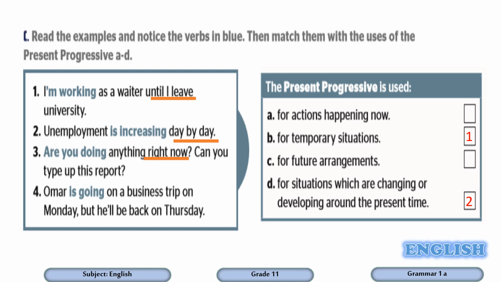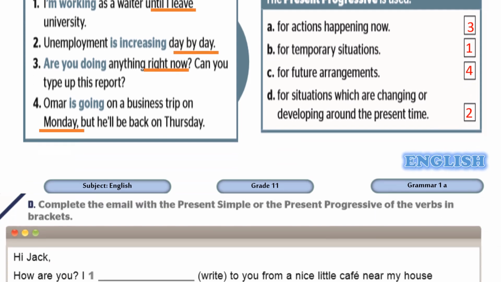Number three, are you doing anything right now? Can you type up this report? So I'm asking about something happening right now, actions happening now. Number four, Omar is going on a business trip on Monday, but he will be back on Thursday. So see, he planned everything. Omar is going on a business trip. So it is used here for future arrangements or what we call plans.